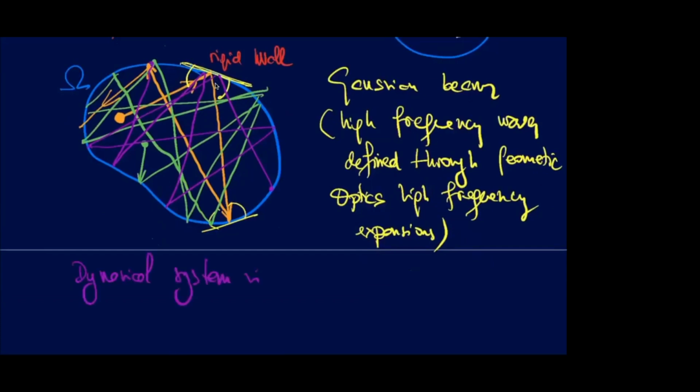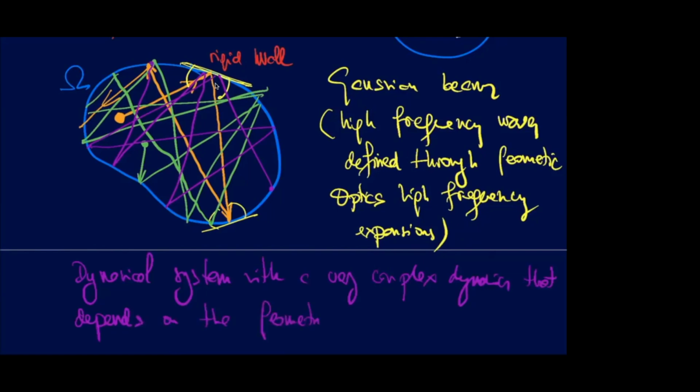So you see that you generate then a dynamical system with a very complex dynamics that depends on the geometry of omega.